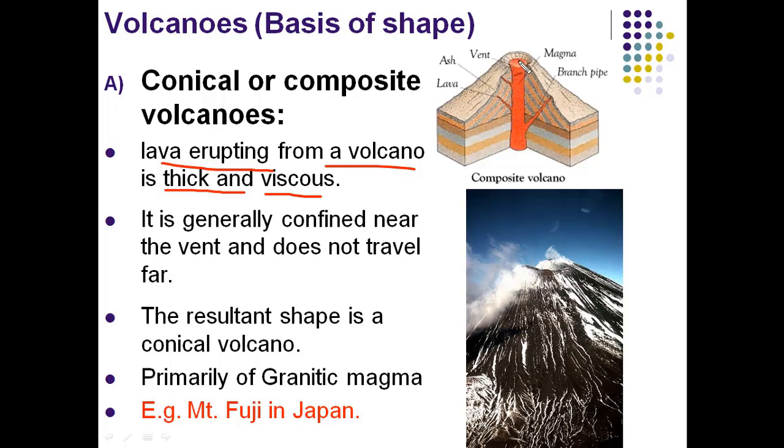When the molten material in the form of lava solidifies on the slopes of the volcanic cone, it solidifies very fast. Before this lava flows far from the cone, it solidifies on the slopes and gives birth to conical shaped volcanoes. It is generally confined near the vent and does not travel far due to the viscosity of thick magma. The resultant shape is of a conical volcano. They primarily form due to the granitic magma flow. Example, Mount Fuji in Japan.